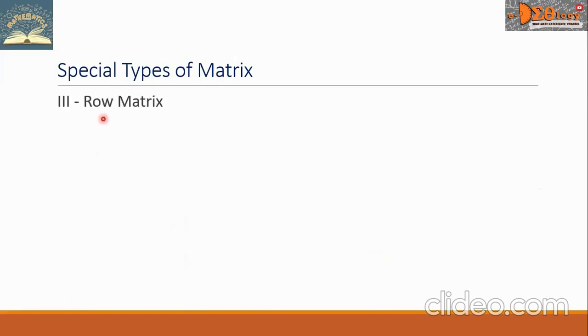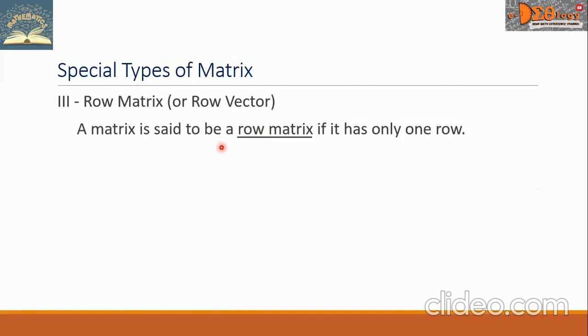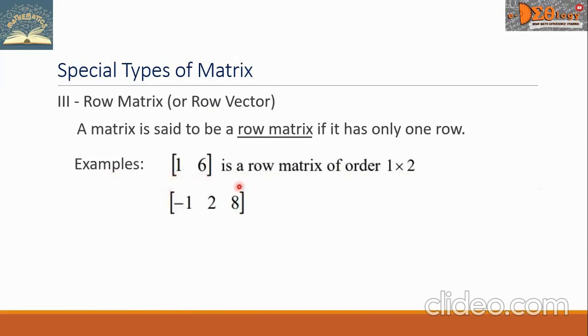Third type is row matrix or row vector. A matrix is said to be a row matrix if it has only one row. Examples: the first matrix with elements 1, 6 is a row matrix of order 1 by 2. Second example with elements -1, 2, 8. This is a row matrix of order 1 by 3.